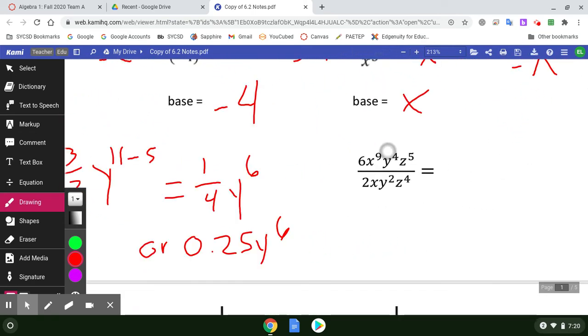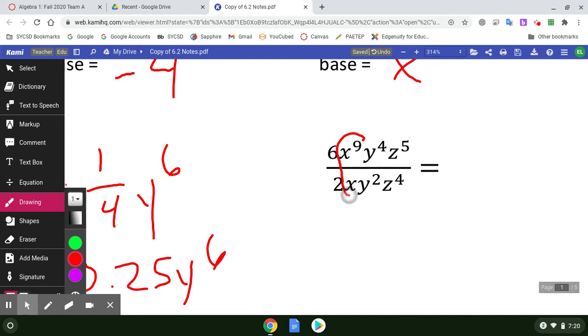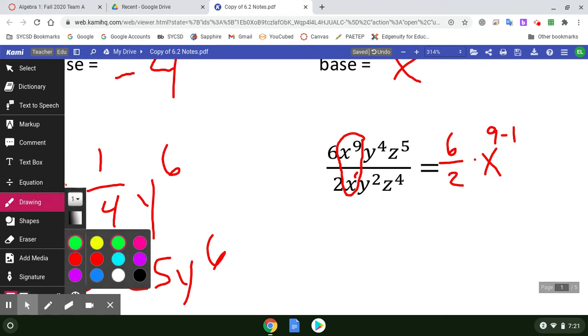And in the last example, we do have 3 different bases. So we do have to make sure we are subtracting the exponents of like bases. So this becomes, well, I'll start with the coefficients. So 6 over 2 times x to the 9 minus 1. Remember, this is an invisible 1 exponent. Then we have our base of y. So y to the 4 minus 2. And lastly, our base of z. So z to the 5 minus 4.